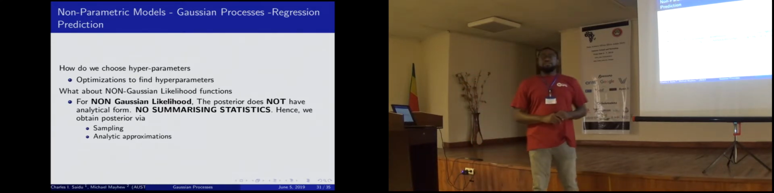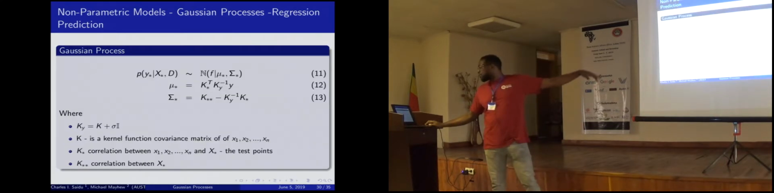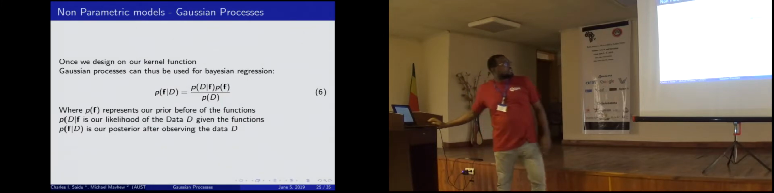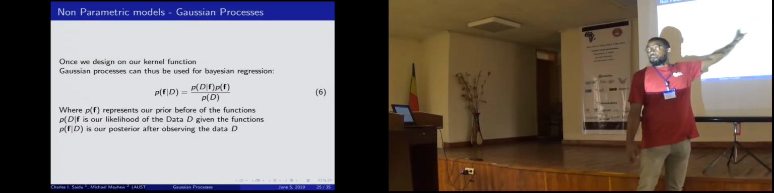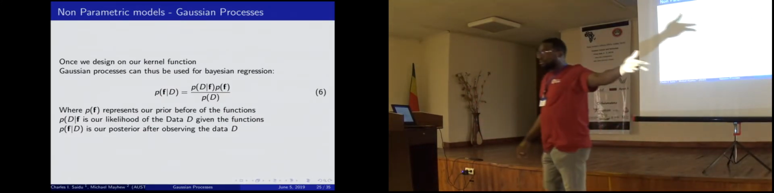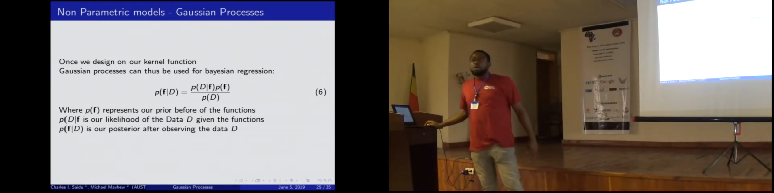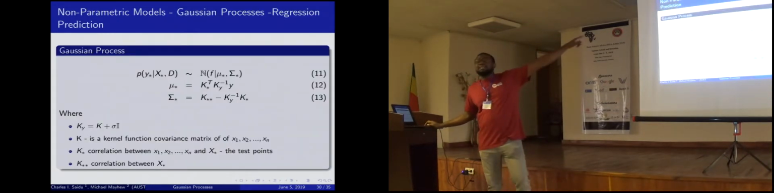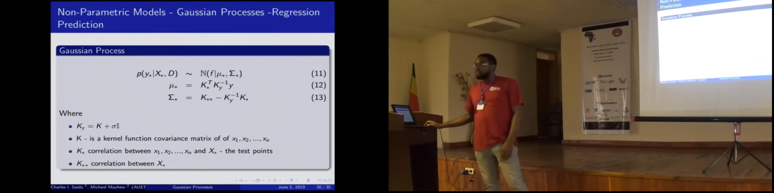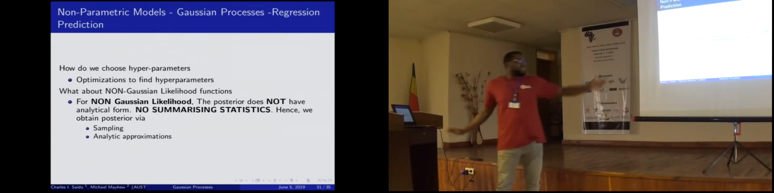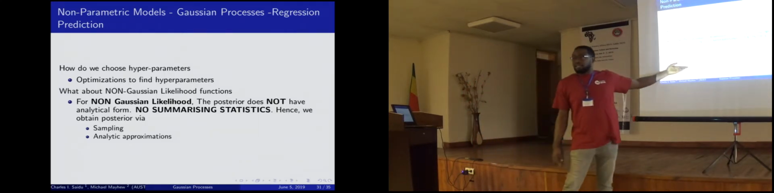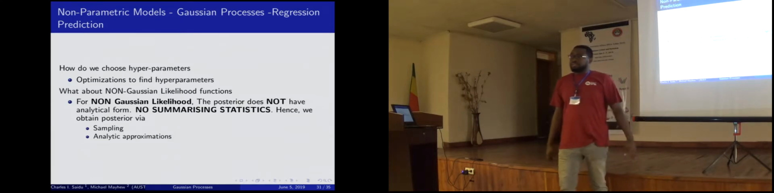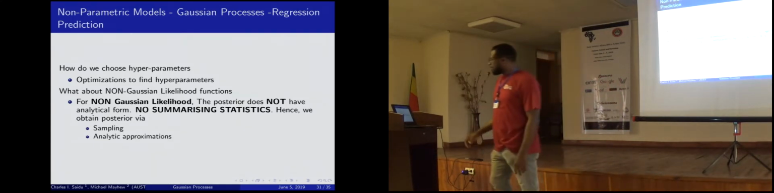Now, remember, the reason why we could do this closed form solution is because we are assuming that our likelihood function is Gaussian, so that if you multiply the two, you get a Gaussian distribution. But if it is non-Gaussian, if you multiply that, you don't get a Gaussian distribution, so this doesn't apply. So you have to resort to other means of finding the posterior distribution. Some methods that people employ are sampling and some analytical methods like expectation propagation and the rest, which we're not going to talk about.